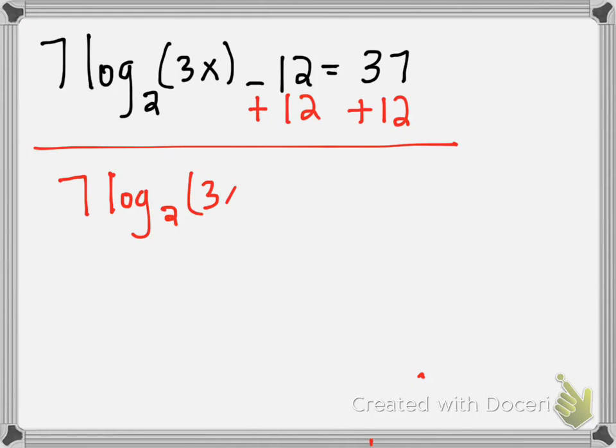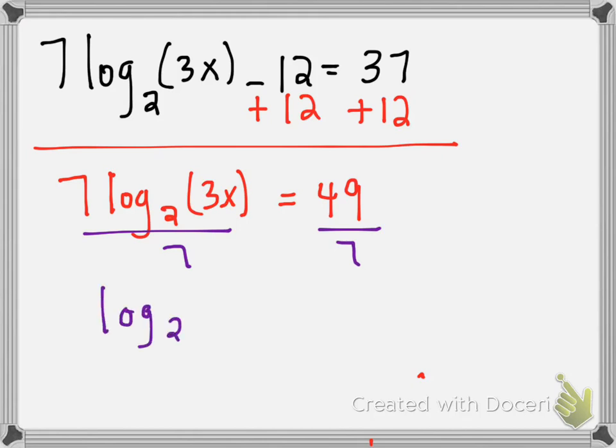So that's going to be 7 log base 2 of 3x, and then 37 plus 12 is 49. So we have that 7 out front. That's 7 times the log, so we need to make sure that we divide that 7 to the other side.